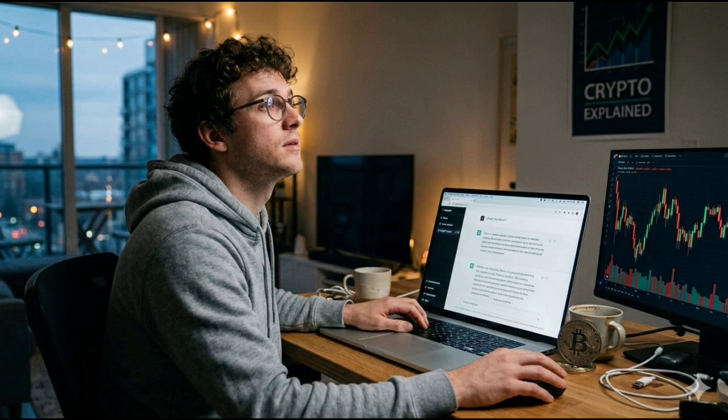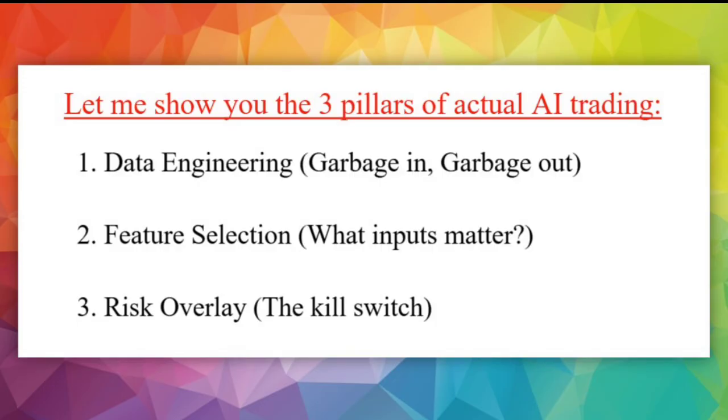We don't tell the computer the rules. The computer looks at 10 years of data, finds patterns the human eye cannot see, and spits out a probability. Let me show you the 3 pillars of actual AI trading. Number 1. Data engineering, garbage in, garbage out. 2. Feature selection, what inputs matter. 3. Risk overlay, the kill switch.